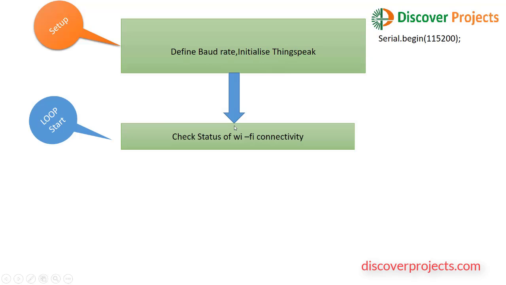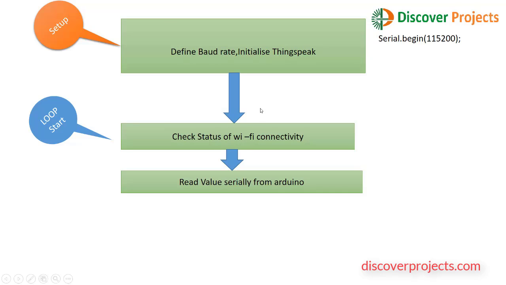Then your loop starts here. First of all, you are supposed to check the status of Wi-Fi connectivity. If your Wi-Fi is not connected to the hotspot, it will give an error. So in the programming, first it will check the status of your Wi-Fi. Then it will read the value serially from Arduino. This I will show you in the programming of Arduino. This is the part of Arduino we are going to read. So now read the value serially from Arduino. This code I will write in the Wi-Fi module ESP8266.